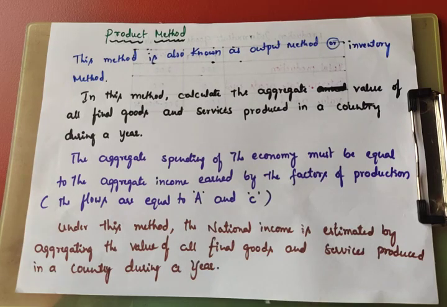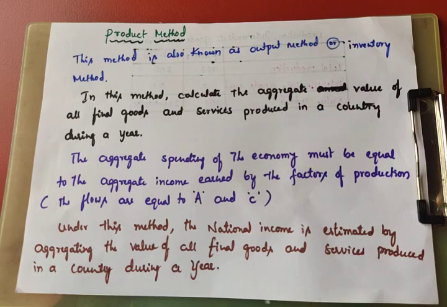The product method is also called the output method or inventory method. Inventory is nothing but stock. So in this method, we calculate the aggregate, meaning total, value of all final goods and services. Final, don't forget, means those which are ready for final use. Intermediate goods are not considered. Only final goods are considered. Final goods are those which are not processed through further stages and are used for final use.